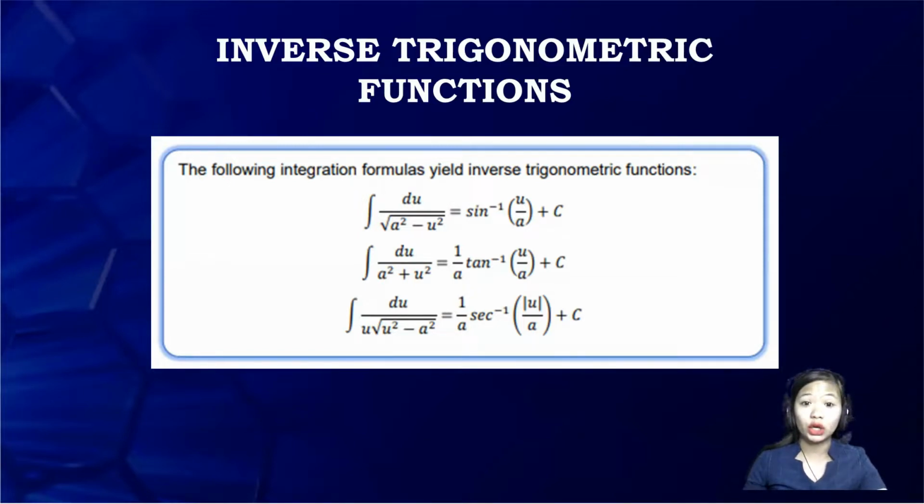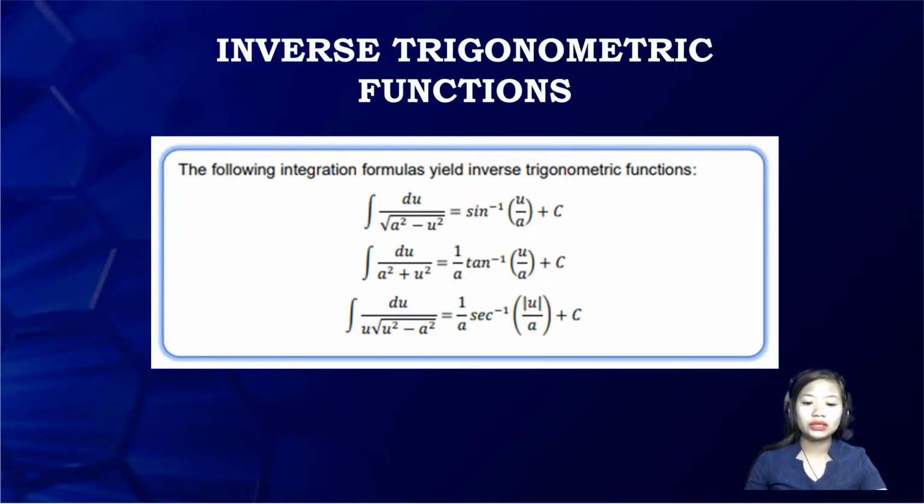We have the inverse trigonometric functions, and the following integration formulas yield inverse trigonometric functions. We have the integral of du over the square root of a squared minus u squared, that is equal to sine inverse of u over a plus c. We also have the integral of du over a squared plus u squared, that is equal to 1 over a tangent inverse of u over a plus c.